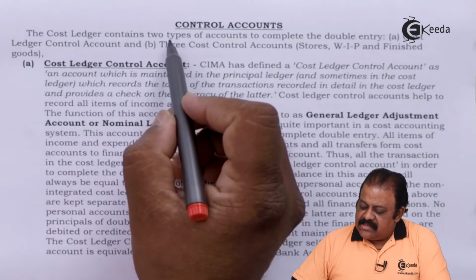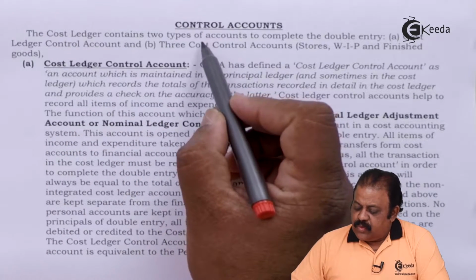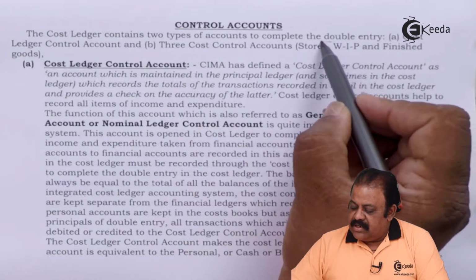The cost ledger contains two types of accounts to complete the double entry.